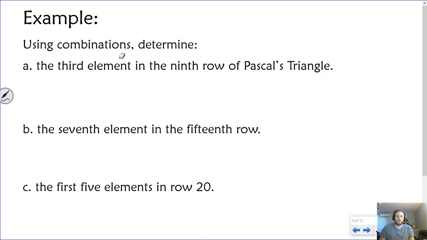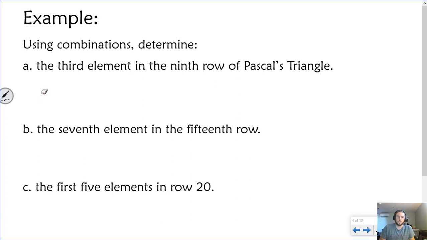Okay, so here's an example. The third element in the 9th row of Pascal's triangle. So if we're starting at row 0, we're starting at term 0, right? So the third element in the 9th row. So not the third term, the third element.